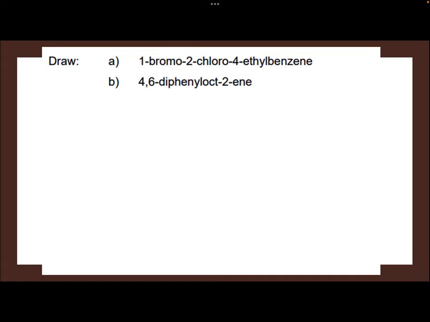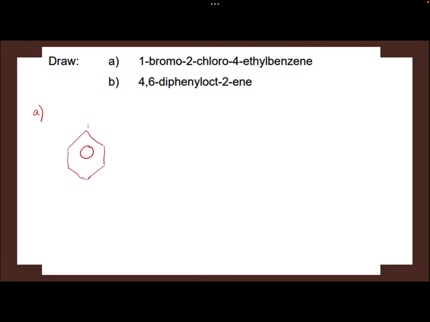Now we're going to draw the following. We have A and B here. A is 1-bromo, 2-chloro, 4-ethylbenzene, and B is 4,6-diphenyloct-2-ene. We're going to draw both of them. So for A, we have 1-bromo, 2-chloro, 4-ethylbenzene. Because it's a benzene, we know the structure that it's going to be in.